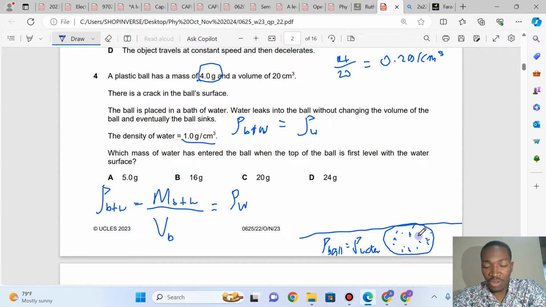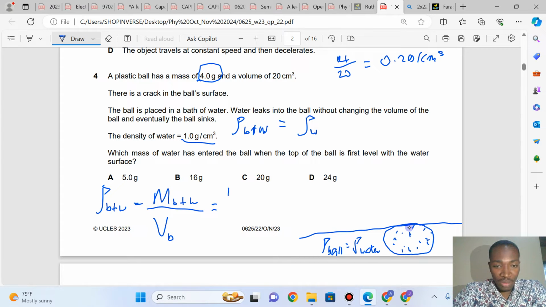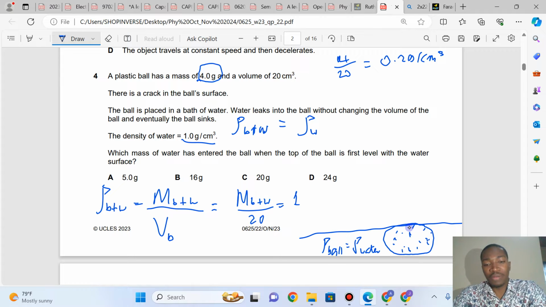That's the only condition for the ball to remain at the same level with the water surface. So you are supposed to get 1 gram per cm cube. Now let's substitute the mass of the ball when filled with water. We do not know the mass of the ball when filled with water. Volume of the ball is 20, so you divide by 20. If you calculate this, you should get the density of water, which is 1.